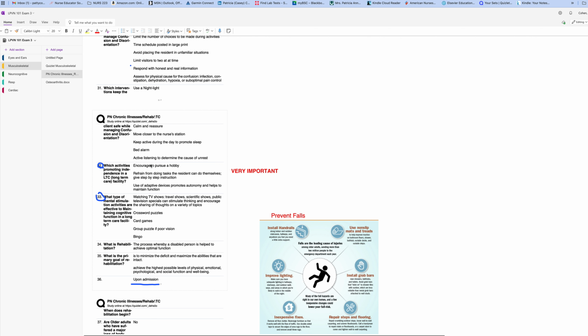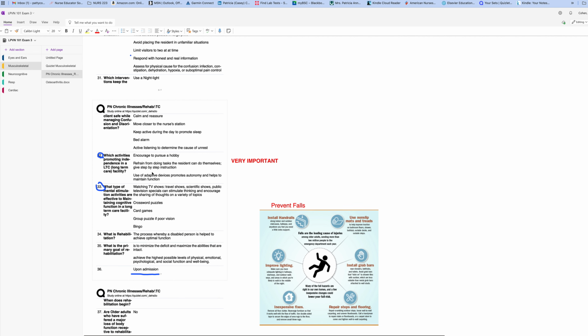The main goal of rehabilitation begins upon admission and it's to achieve optimal function. It's not to get patients back to where they were because they may not be able to, okay? So upon admission.